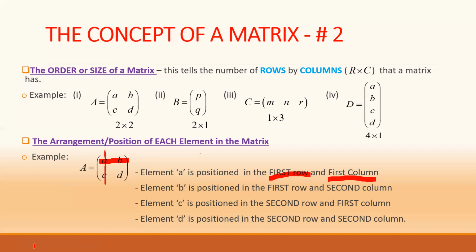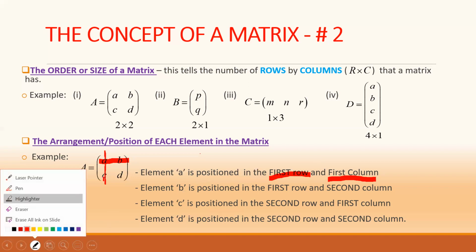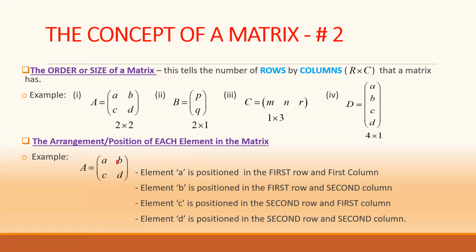All right, let us now look at element B. Here's element B. Element B is also in the first row. We agree with that. However, it is in the second column. So the specific position of element B would be the first row, second column. That's the position of element B, guys. So if I were to ask you which element is in the first row and the second column, your answer should be B.